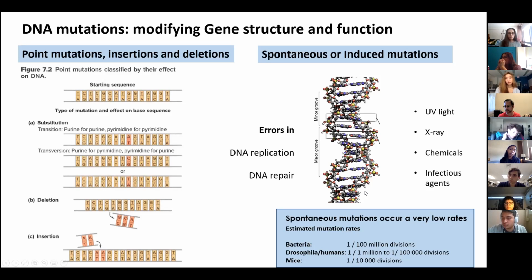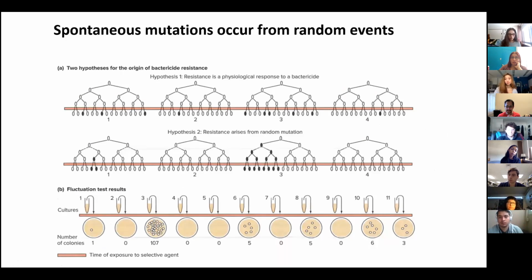So that's a relatively low rate, but spontaneous mutations, in combination with mutations induced by external factors, can give rise to more frequent mutations. And as you can imagine, the more exposure we have to these factors, the higher the probability of getting induced mutations.